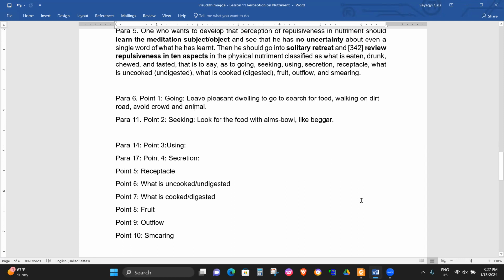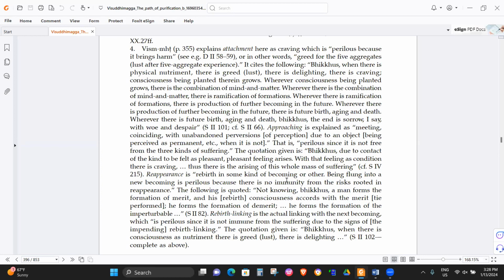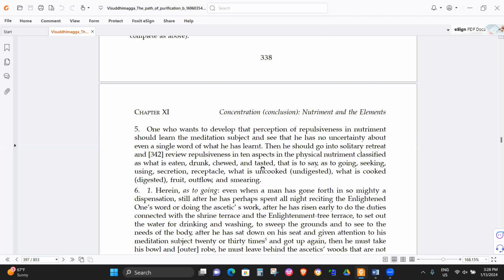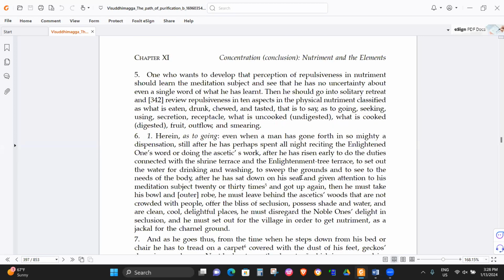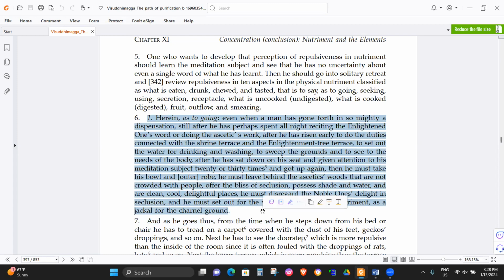Now, instead of my reading, maybe I invite somebody to read. We start to read from this one because I think it's easy to read. I will ask Doris to read because Doris Chi is a teacher and has a good voice. Doris Chi, can you read from paragraph number 6? Good evening. Good afternoon, Sayagyi.